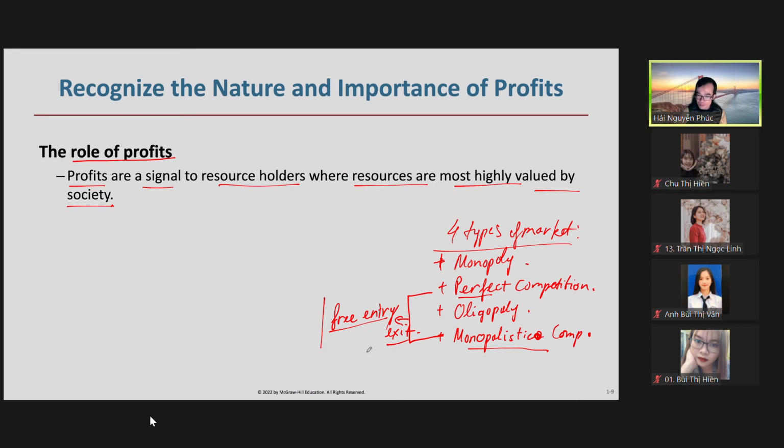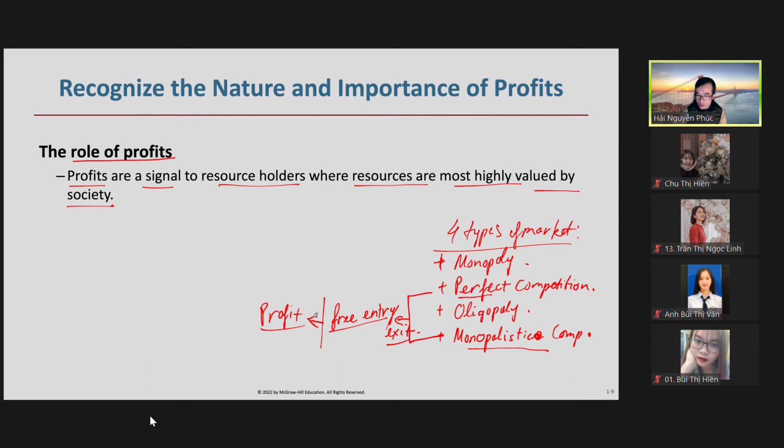Why can the firms enter the market? Because they receive a signal, right? And what is a signal? Profit. Profit is a signal. Based on the signal of profit, the firms might want to enter or exit the market in the long run. Do you remember this point?